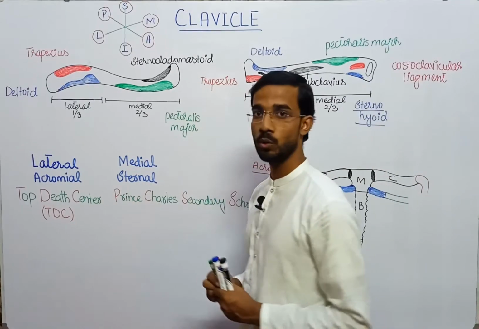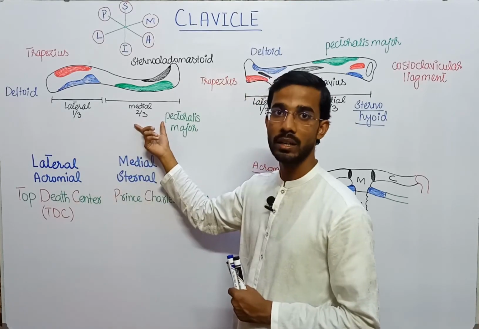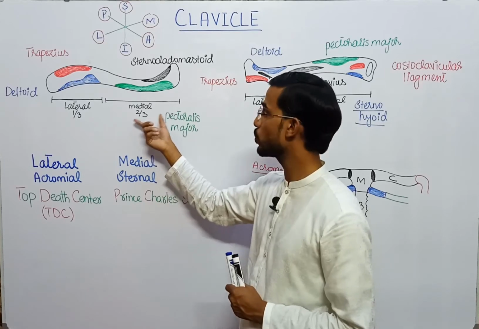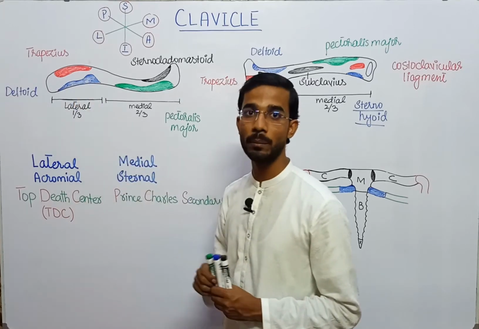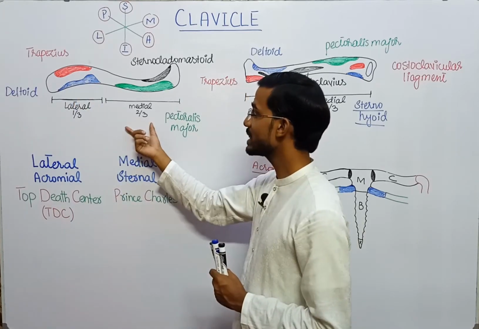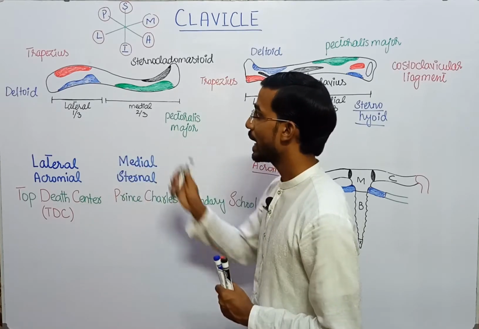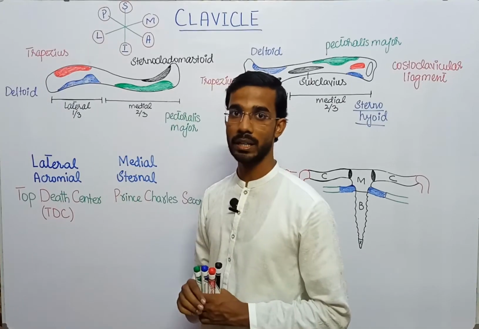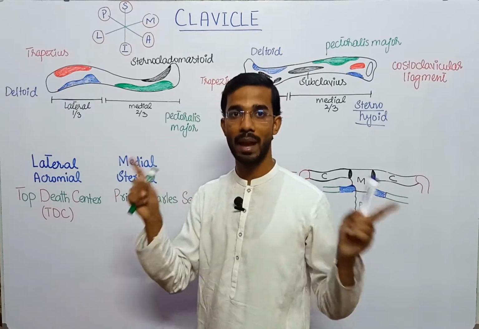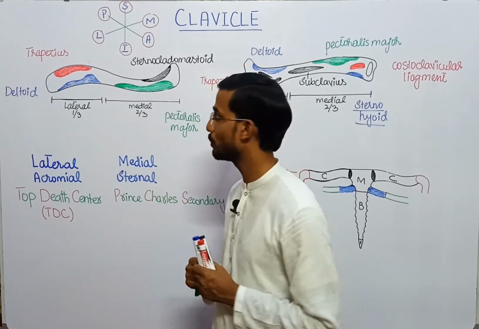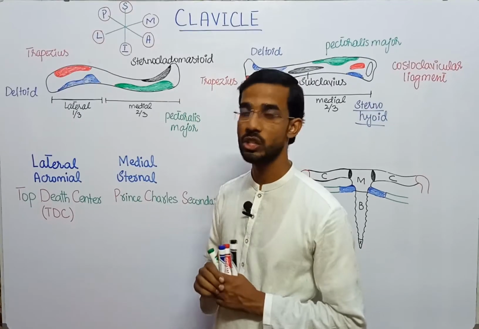We divide the clavicle into 2 parts, medial and lateral. Medial is also called sternal because it is towards the sternum, and lateral is also called acromial because it is towards the acromion of the scapula. Medial is 2/3, lateral is 1/3. On the lateral side, 2 muscles are attached to the clavicle: the trapezius muscle, which is present at the back side of the body, and the deltoid muscle, which is present at the corners of the shoulder.